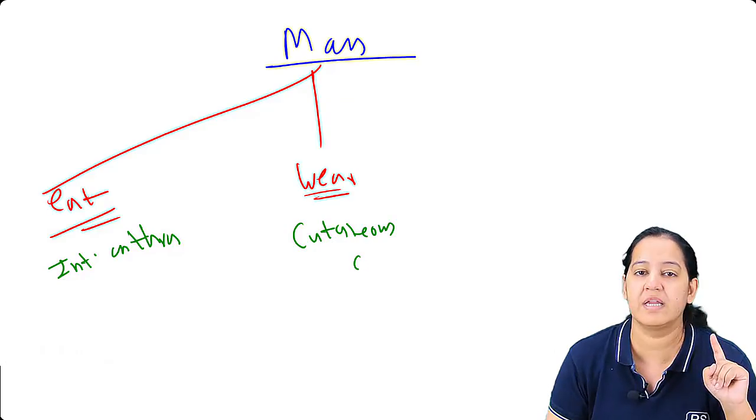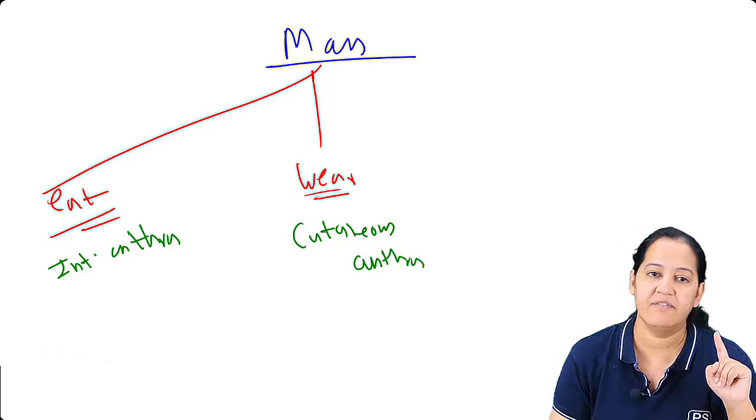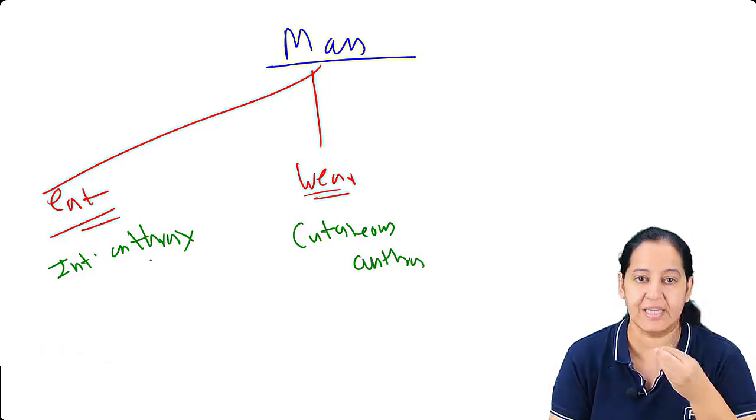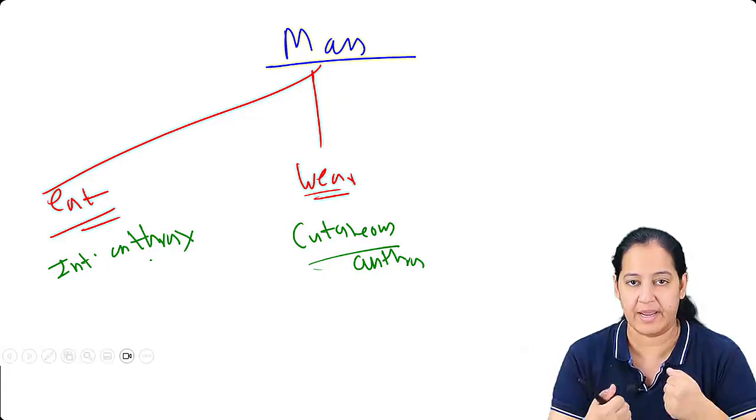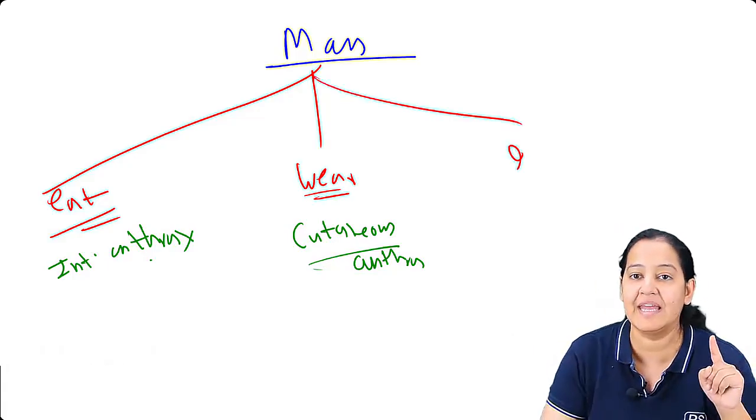This is known as cutaneous anthrax. Here we have intestinal anthrax, which occurs by eating. This is cutaneous anthrax, which occurs by wearing. And third, man can inhale animal.